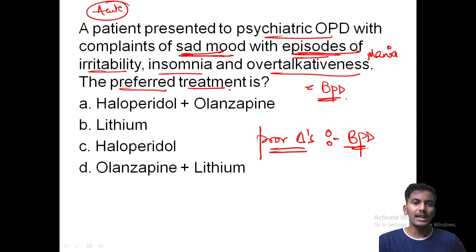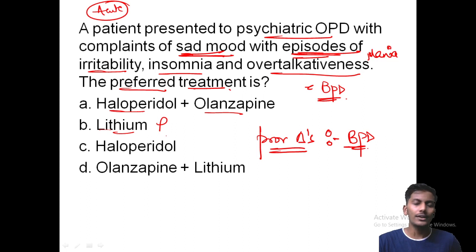Please remember, they have usually been asking about acute cases. So the preferred treatment in this case is what? First of all, option A says haloperidol plus olanzapine. Haloperidol is a typical antipsychotic, olanzapine is an atypical antipsychotic. Both antipsychotics? No, this is not right. Second is lithium. I have already explained to you guys, lithium alone is not the drug of choice.